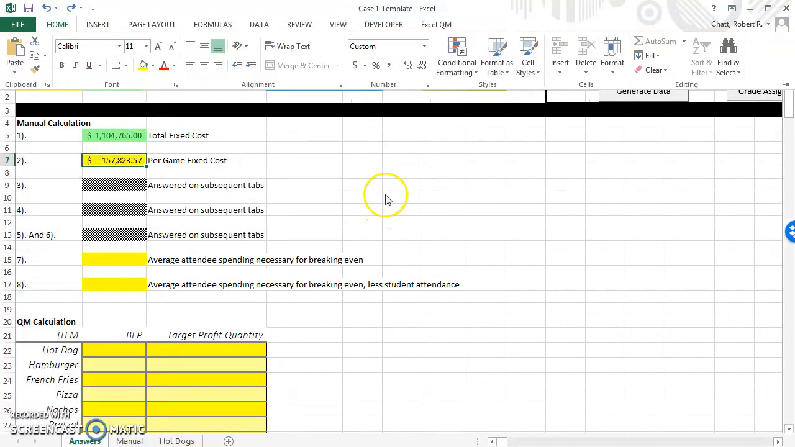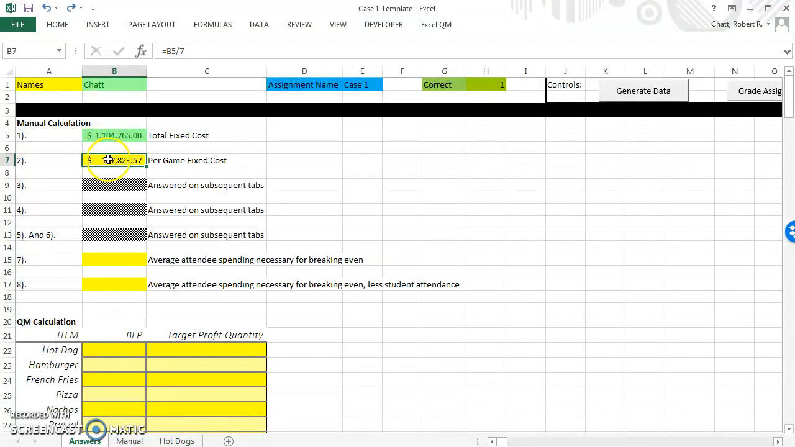There we go. Okay. So if I do use a formula for it, say the value in this cell divided by 7 to get this one, then the grade assignment thing will come up correct. If I write 157,823.57, which looks like it should be the same number, and click grade assignment, it will pop up wrong. So not rounding will be an important component for this particular assignment. In future ones, that will not matter as much, but this is a really good practice to get into, right? Say this is divided by 7.